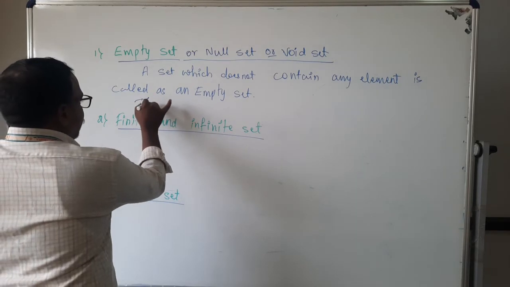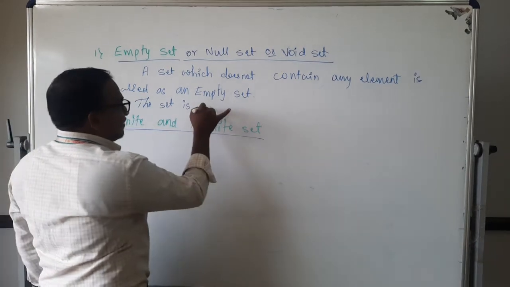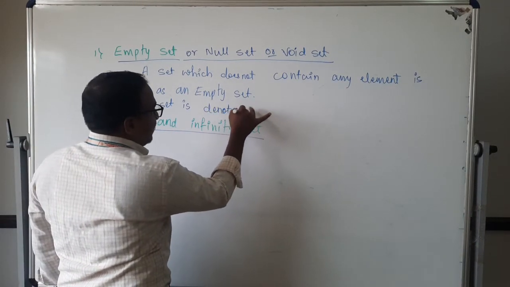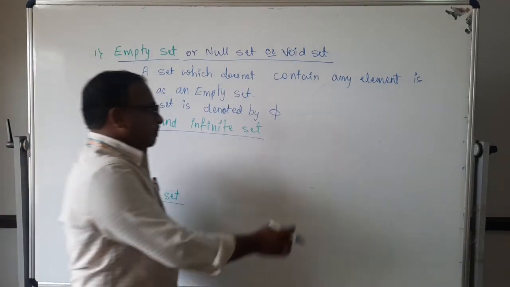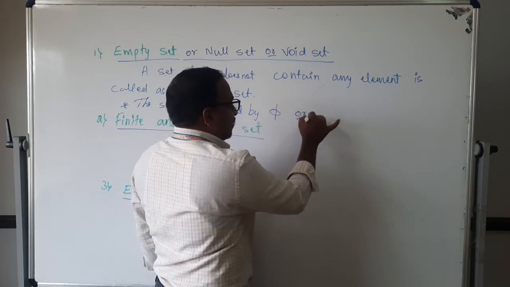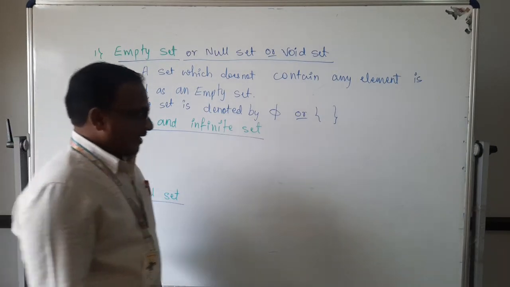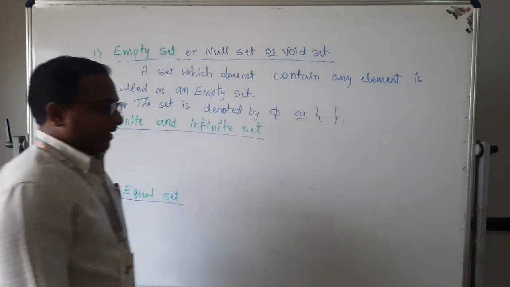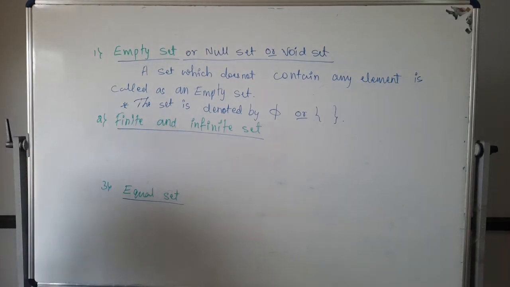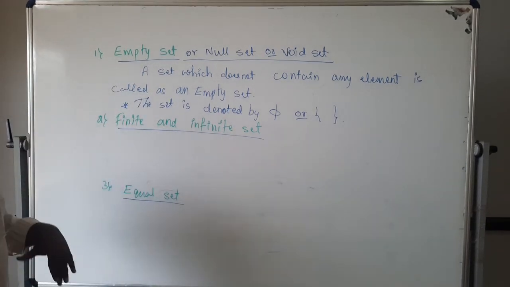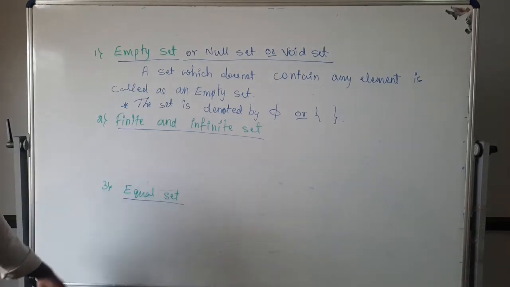The set is denoted by phi. You can pronounce it as phi, or we can represent it with empty braces. That is called an empty set. I will give examples after these three definitions, for each one.